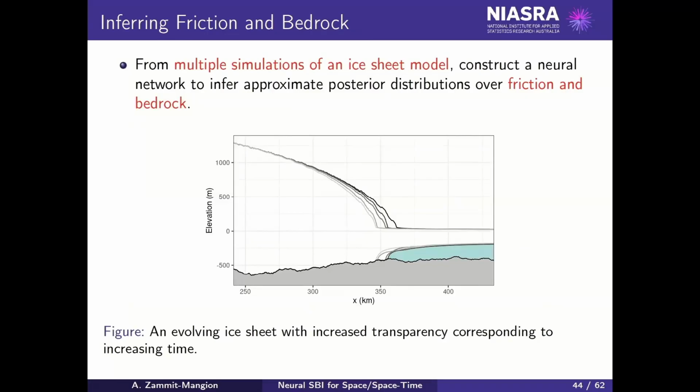So an ice sheet model is a pretty complicated set of partial differential equations. You can run them. If you change the bedrock profile and you change the friction coefficient under there, you're going to get different trajectories of your ice sheet. So black here is what happened 20 years ago. Light gray is what's happening today. Okay, so it's retreating in this case.